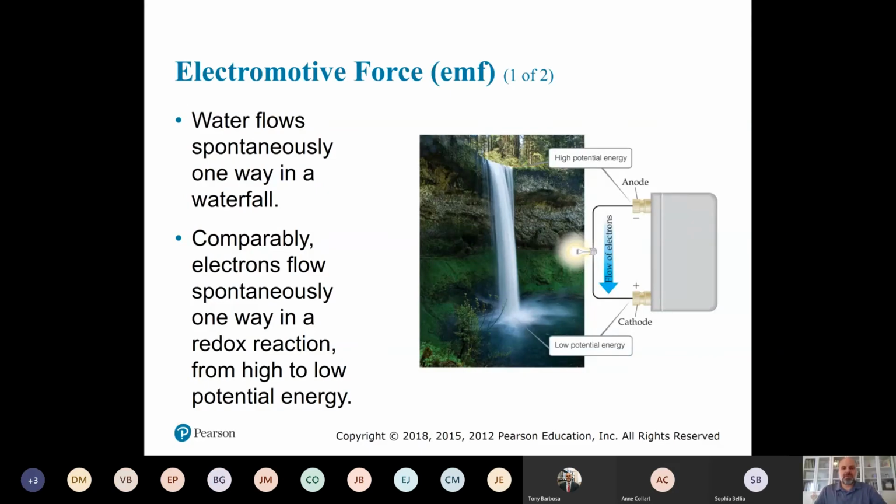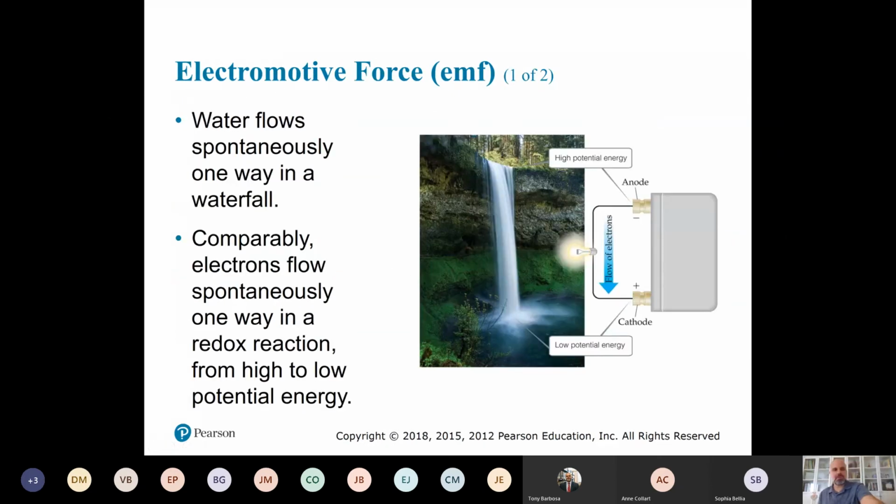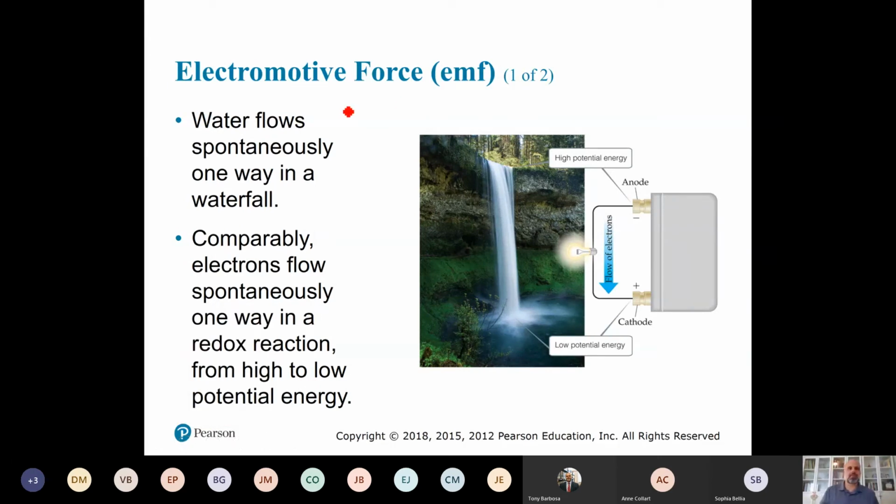All right. So why are we interested in these particular chemical reactions? The reason we're interested in electrochemistry is because of the electromotive force, right? The electromotive force. And we're interested in it because, thinking about it, it's just kind of like a waterfall. Water will flow spontaneously one way in the waterfall. Comparably, electrons flow spontaneously one way in a redox reaction, from high to low potential energy, right?